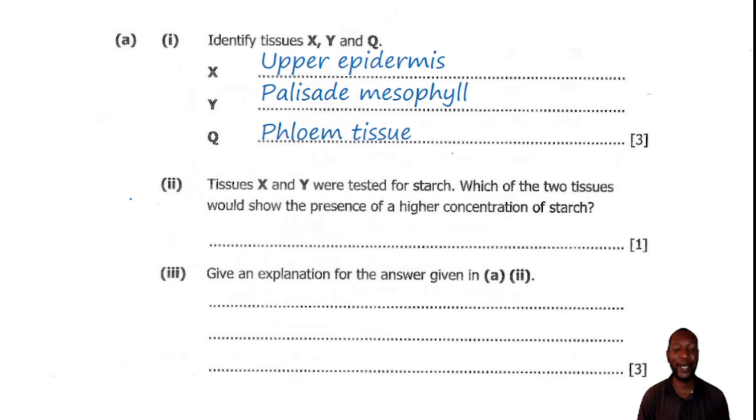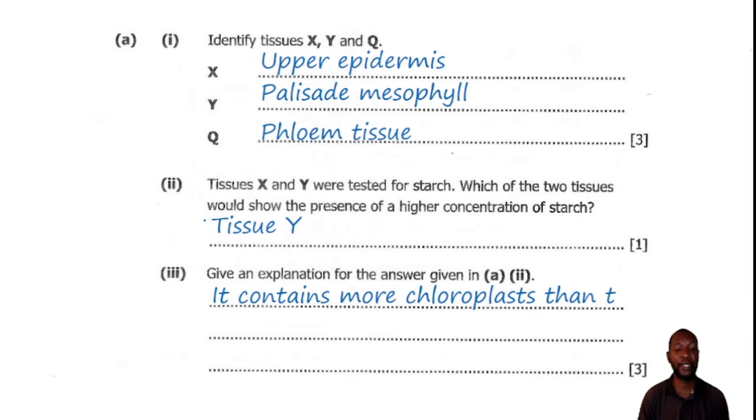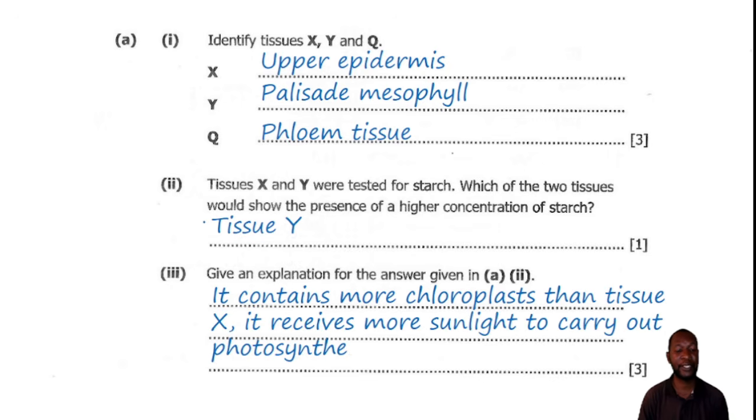Tissue X and tissue Y were tested for starch. Which of the 2 tissues would show the presence of a high concentration of starch? The tissue which will have a high concentration of starch is tissue Y. A3, give an explanation for your answer given in A2 above. Tissue Y will have more starch because it contains more chloroplasts than tissue X. It will receive more sunlight for photosynthesis, hence it will contain more starch. This was the answer to A3.